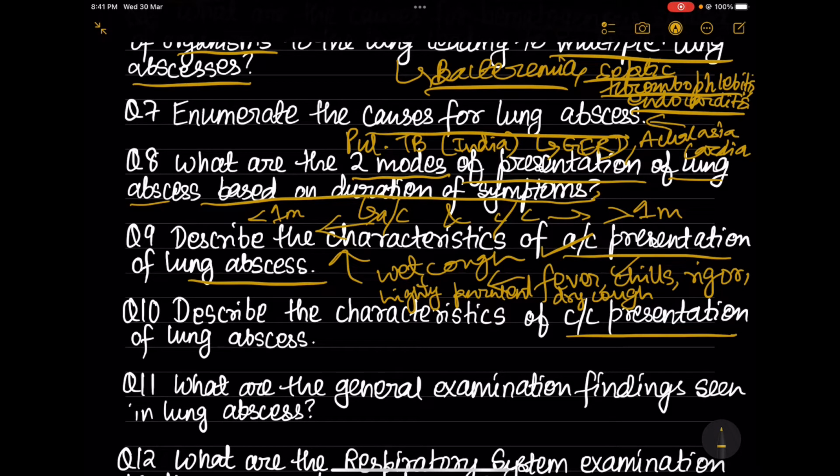Now coming to the chronic presentation. Chronic presentation is basically having an insidious onset, and here the patient will have fever but it is not that high grade. Along with that we have other features like anorexia, that is loss of appetite, then we have loss of weight, then we also have putrid smelling sputum.